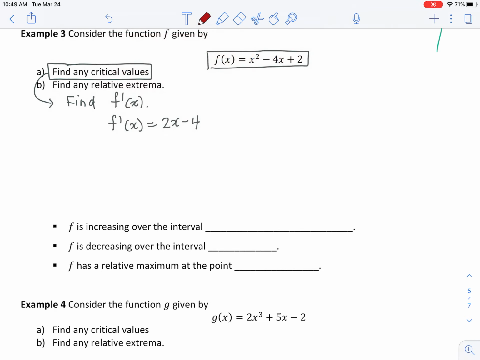So what we're going to do is set this equal to 0, because for a critical value, the first case, this happens when the derivative is equal to 0. Add 4 to both sides.